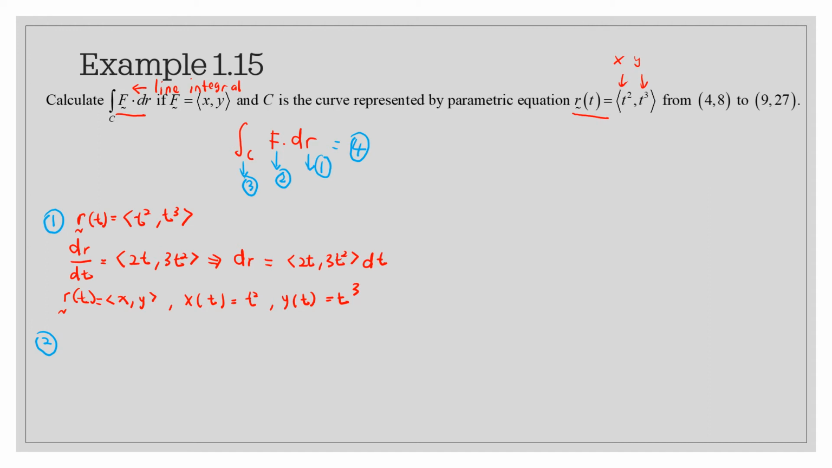Okay, we know that F equal to the vector of x, y. To find the vector of x, y, we need to find f(t). Okay, we need to change x, y to t. From step 1, we know that x equal to t squared and y equal to t cubed.